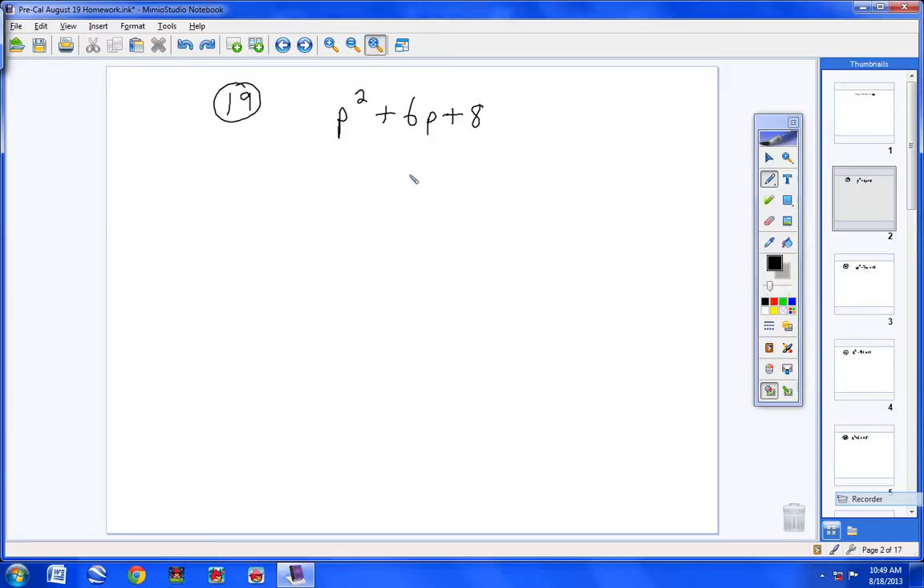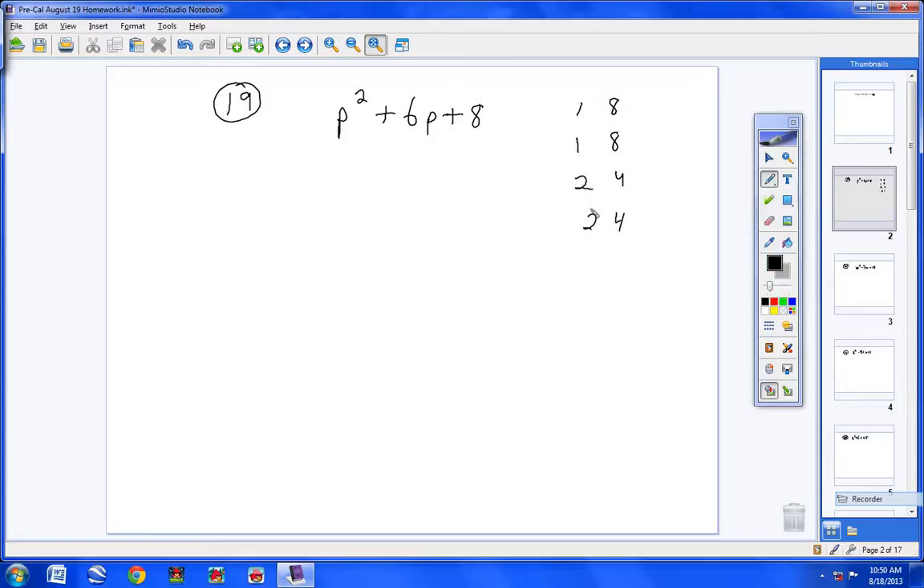Step 2, ask yourself, what do you have here? Well, I've got a trinomial that has a lead coefficient of 1. So step 2 says to list out all the factors of this last term. Okay? And we'll do each one 2 times. So we have 1 times 8, 1 times 8, 2 times 4, 2 times 4.